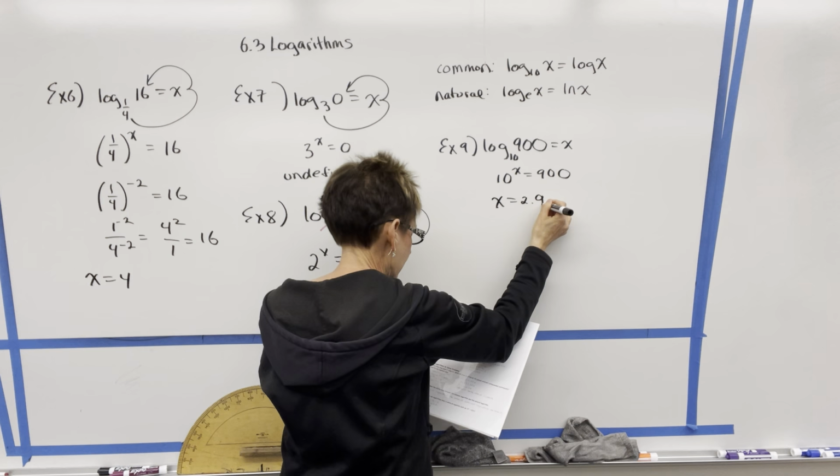Actually, I was thinking of another one. This one is not super common, but let's see what it says here. 3 to what power is 0? This would be undefined because there is no power that we can raise 3 to and get 0.